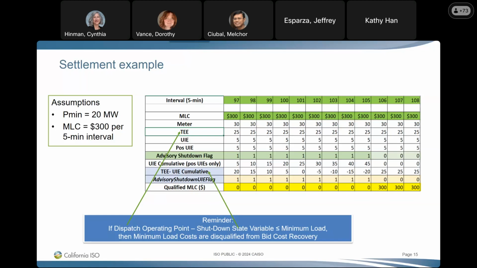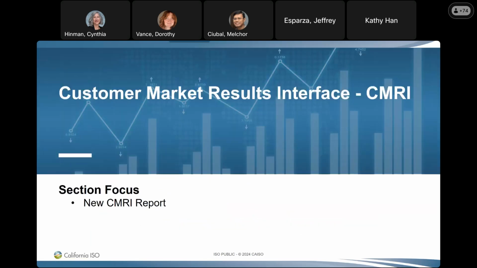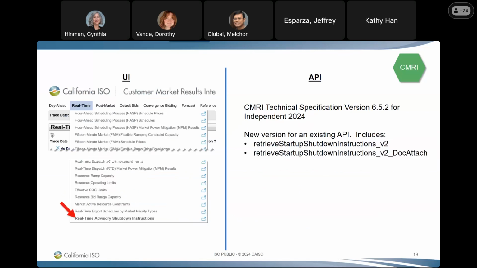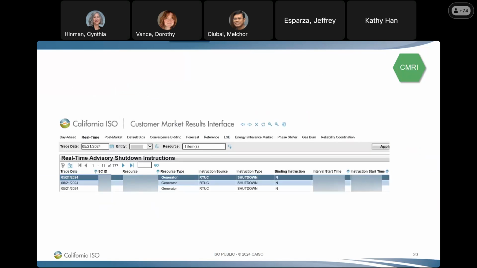Okay, thank you. So let's continue on. There is a new report in CMRI, the Customer Market Results Interface, and we're going to take a look at that now. There is a UI and an API. I have the API information there on the right. If you are using the UI and you go to the real-time tab, go to the very bottom, we're going to have that new report called Real-Time Advisory Shutdown Instructions. It's going to look something like this.